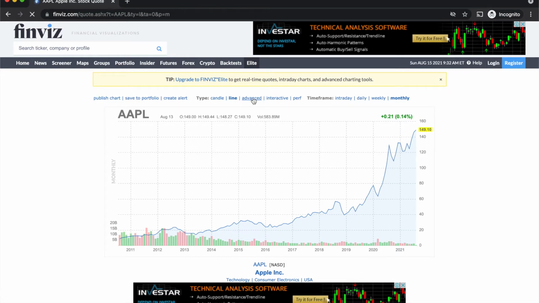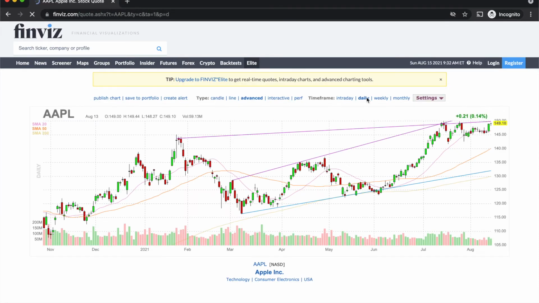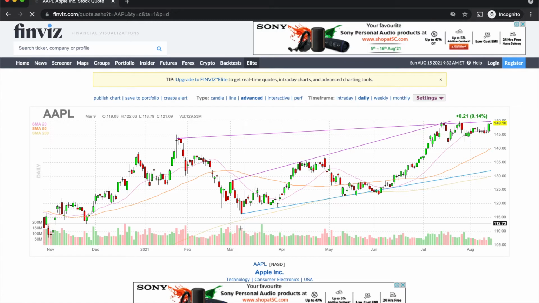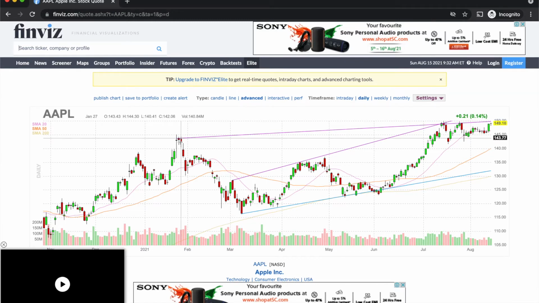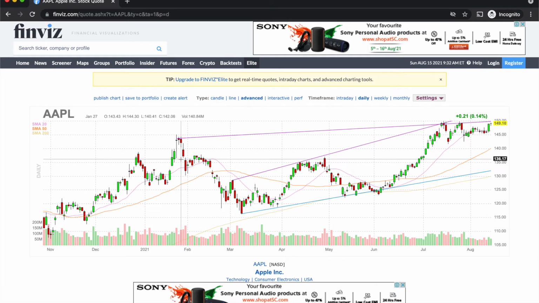Then we can go to the advanced chart, which is only available on the daily time frame, and basically this will draw out your supports and resistances and other things. You can see that this purple line here is showing a resistance. This is showing another kind of resistance, and this is showing a channel here. So different types of patterns can be displayed here.